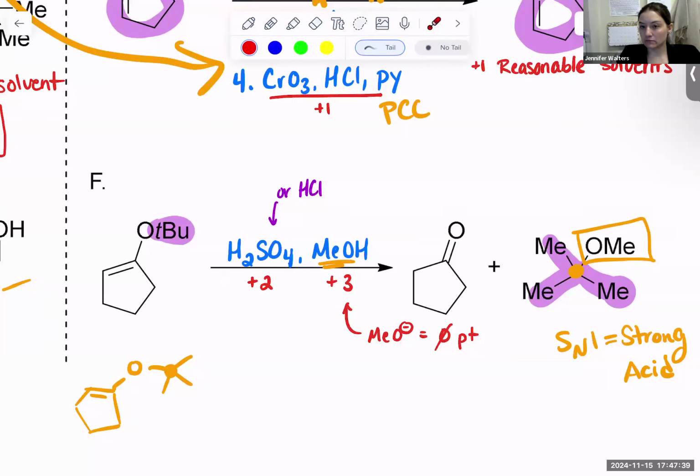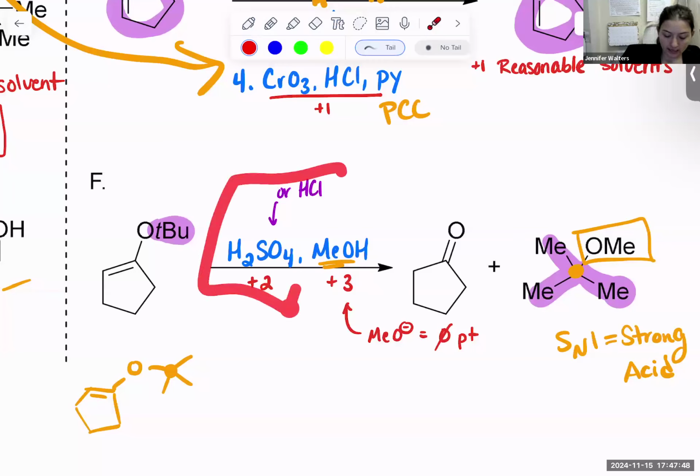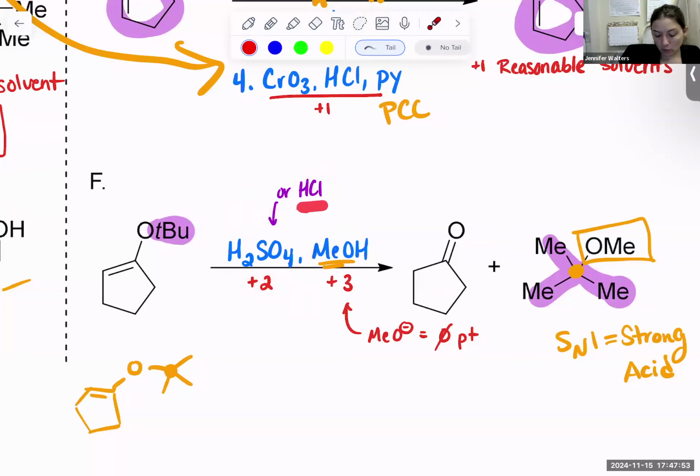Nobody did, but if you did, it would have been fine. So if you did like BF3, or if you did AlCl3, that would have also given the 2 points. So if you did hydrochloric acid or sulfuric acid, that received the full credit. It had to be one of these two Bronsted acids because they both make non-nucleophilic counter ions. So because I'm in a protic solvent, chloride is not a nucleophile. Methanol is the nucleophile. So if you did HBr, then that received only 1 point for the acid because you would get some competition with the bromide.